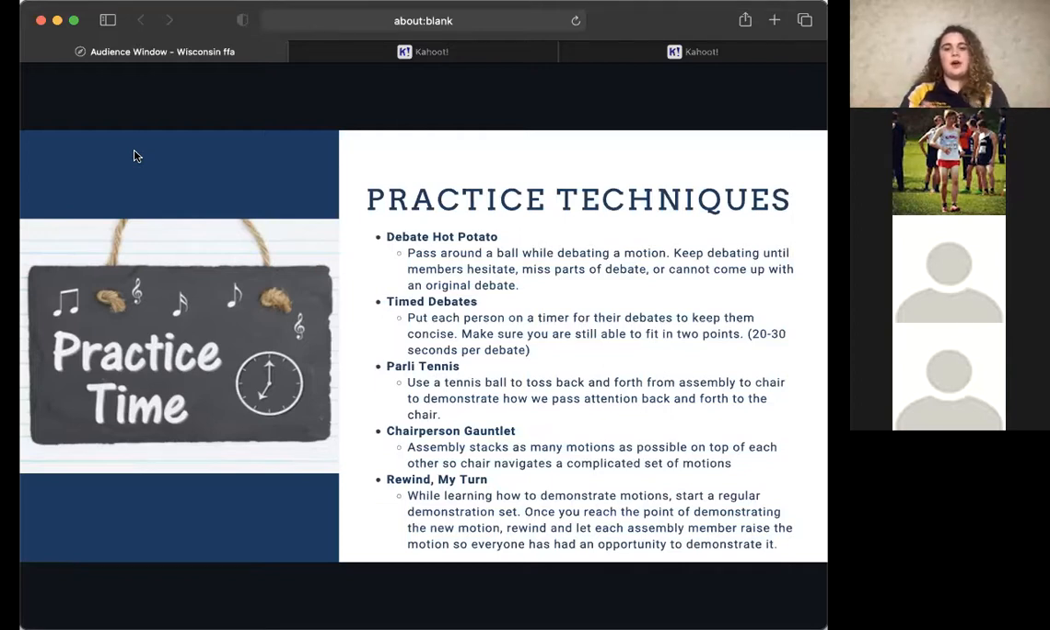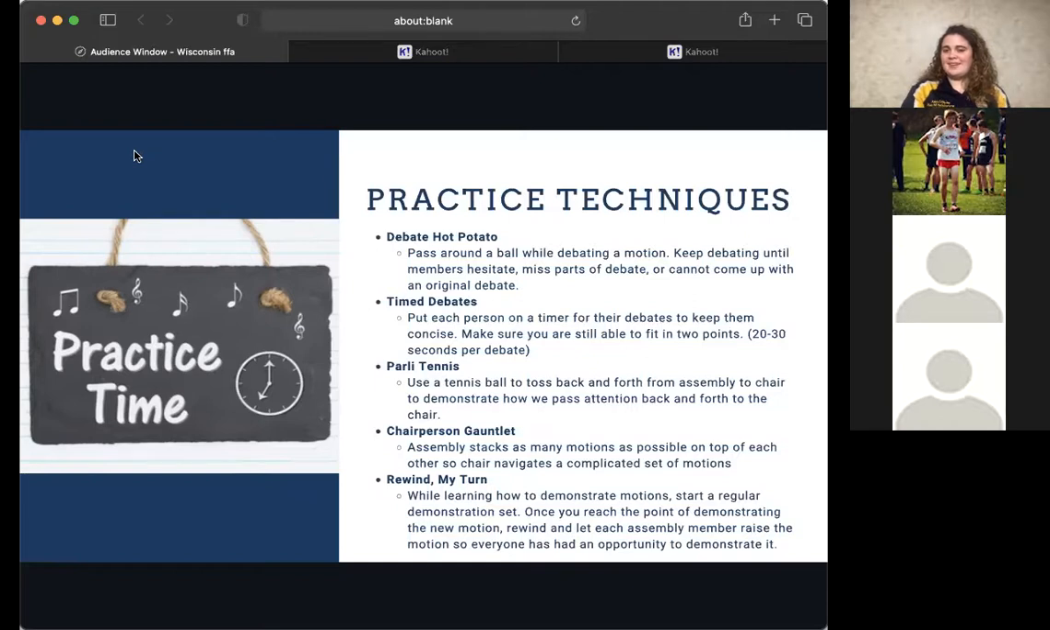So if it was call for the previous question and you get to the point in your demonstration where the person who has that motion says, I call for the previous question, you all vote on it, and then you would go on, except for this one, you stop, go back, the next teammate calls for the previous question, and so on and so forth. So everybody's used to the verbiage that we have to use and what the vote looks like. Does that make sense?